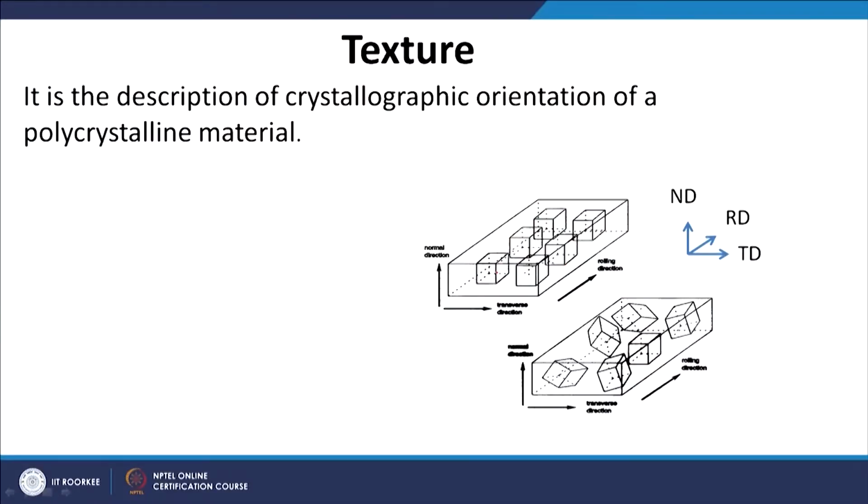As you can see in this first instance, all the unit cells are arranged in a particular fashion, so I would call that highly textured. Whereas in the second case, you can see that all the unit cells are randomly oriented and all have different orientations, so I would call it a random texture. There is no particular preference.